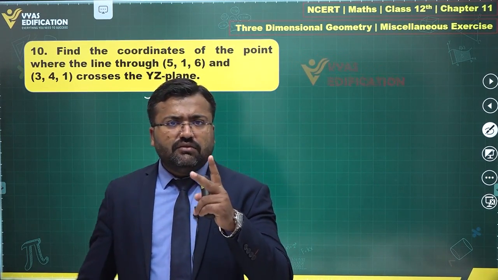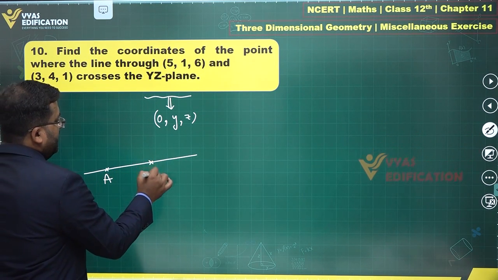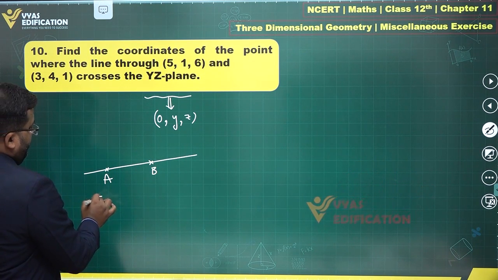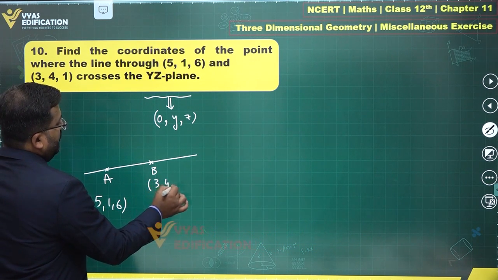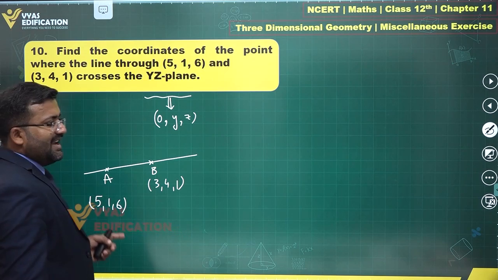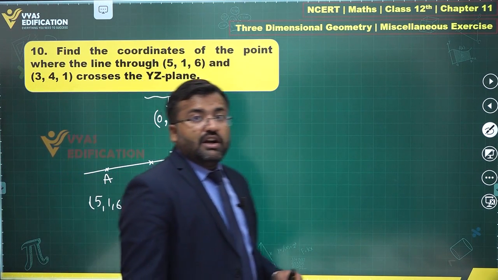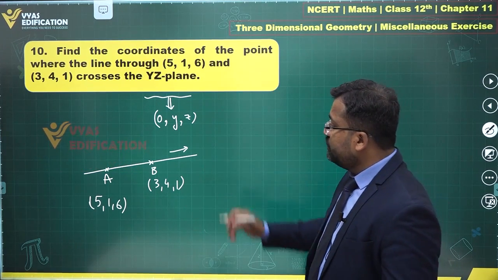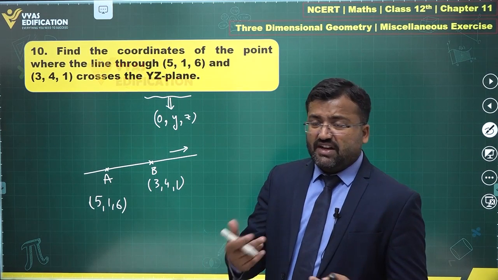Okay, and the question says find the coordinates of the point where the line through this and this crosses. So there's a line on which two particular points are given. Okay, A and B are given. A is 5, 1, 6. B is 3, 4, 1. So what you need is any one point which is already given and the direction ratios of this particular line. Direction ratios can be found with the help of those 2 points, or you can directly write the equation using the x minus x1 upon x2 minus x1 idea.